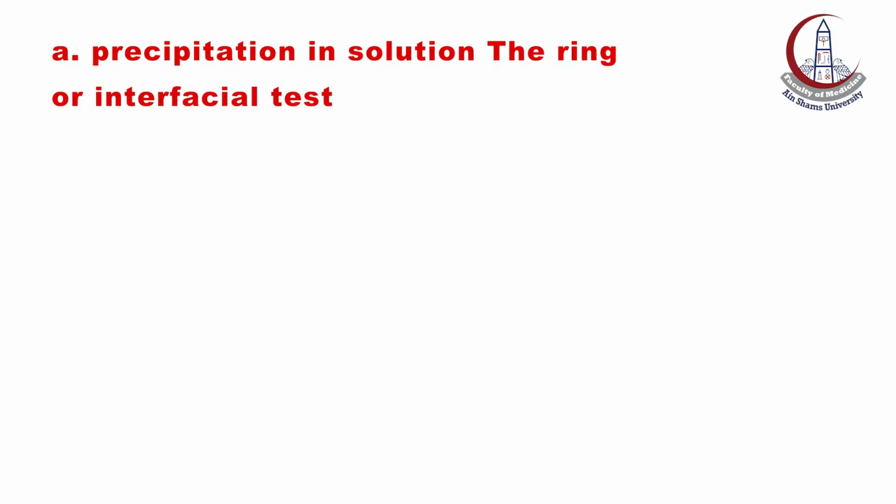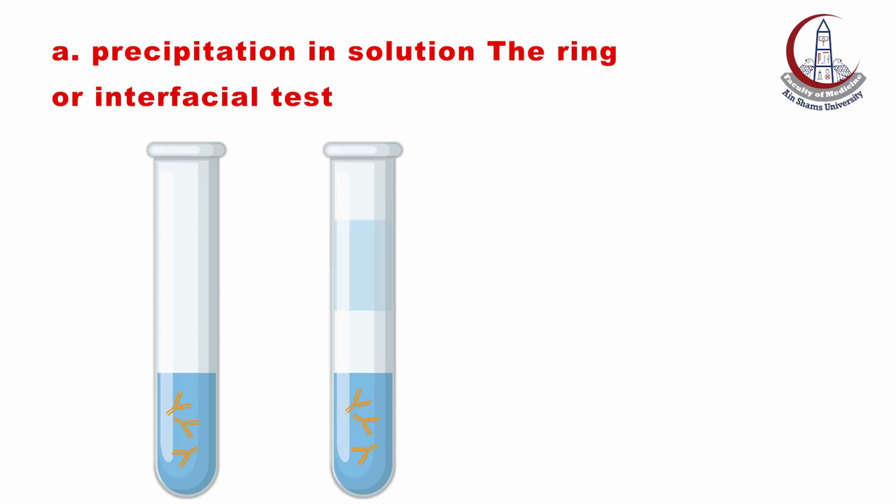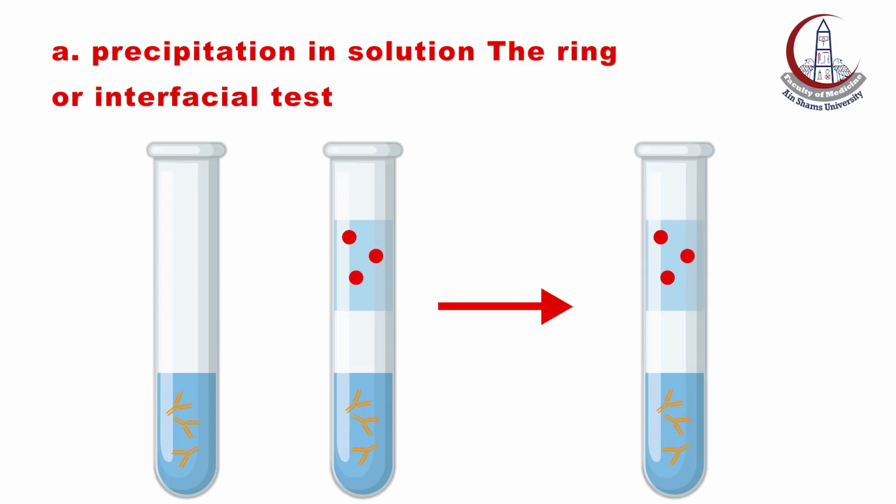Now, if we start with precipitation in solution, this is performed by the ring test. Basically, the serum, which potentially contains antibodies, is introduced into a small diameter test tube, and the antigen is then carefully added to form a distinct upper layer. After an incubation period of up to 4 hours, a ring of precipitate forms at the point of contact, or the interface, in the presence of the antigen-antibody reaction, that is, in a positive case. This test is used, for example, in the diagnosis of infectious diseases by detection of the microbial antigens or antibodies in a patient.